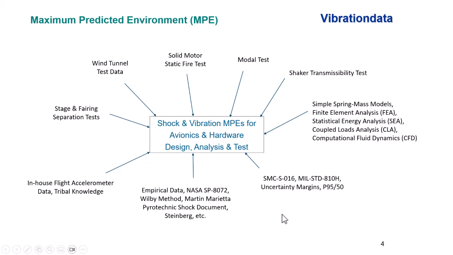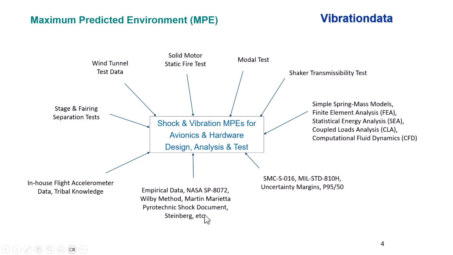At the bottom right, we have a variety of guidelines and standards and industry and government requirements we have to meet. In the launch vehicle industry, we have SMC-S-016. That's a document the Aerospace Corporation wrote. There's also MIL-STD-810H. We have to take into account uncertainty margins, P95/50, and we'll be talking about those sorts of references and concerns later on.